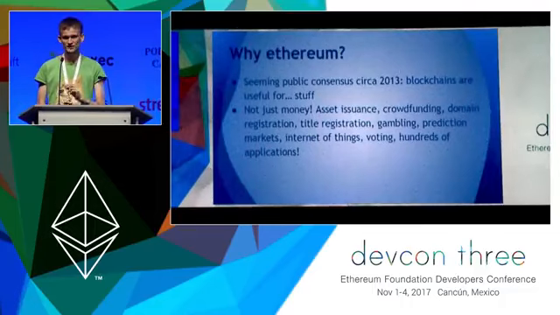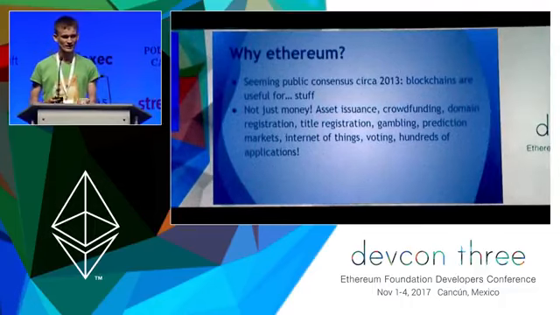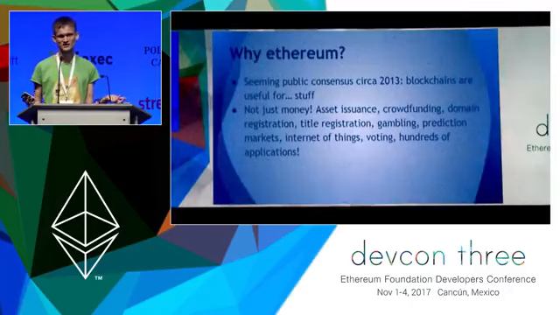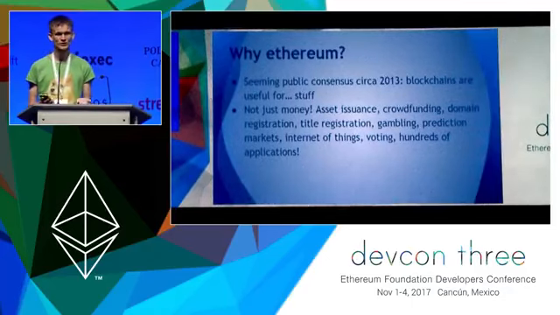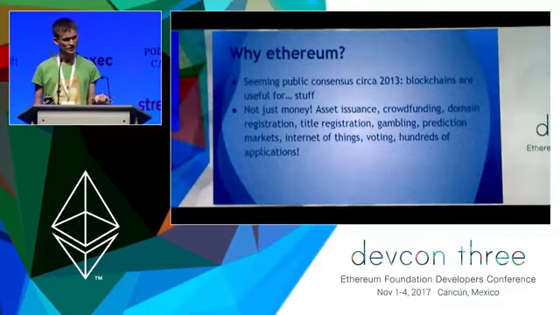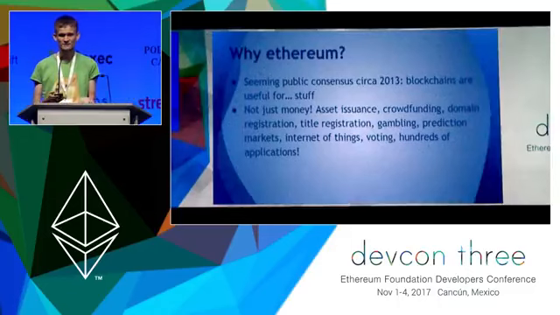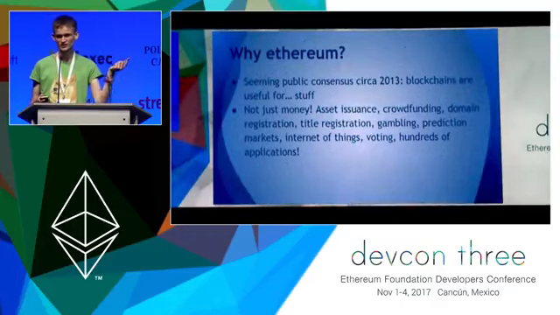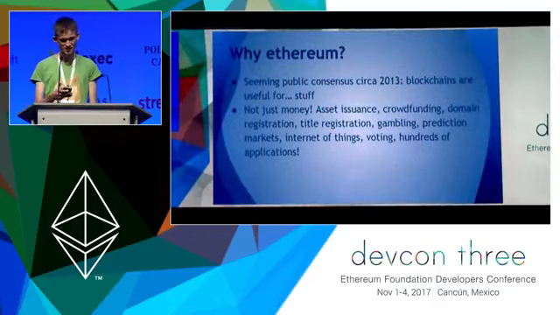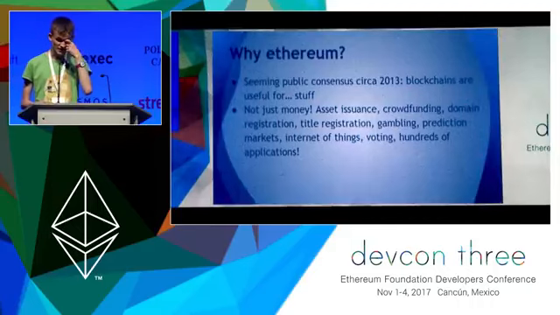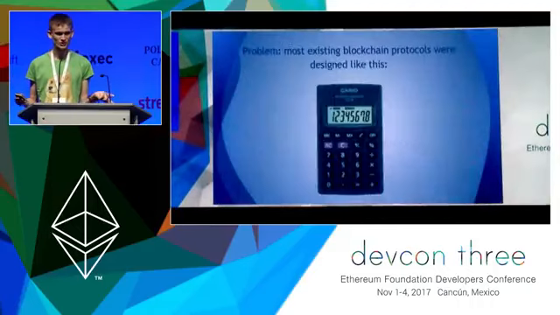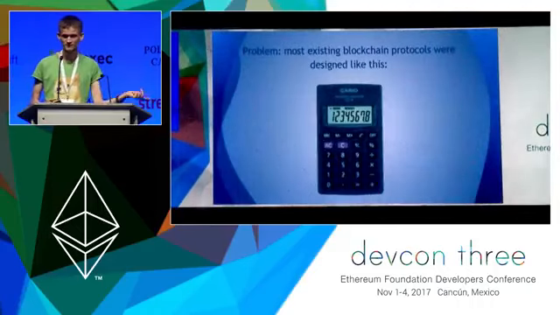And people were looking at various applications: issuing assets on the blockchain, crowdfunding, domain registration, projects like Namecoin, land title registration, gambling, prediction markets, IoT applications, healthcare applications, just many different applications of blockchains that go beyond, like, I have 50 Bitcoins, I send 20 Bitcoins to you, you now have 20 Bitcoins. So the problem is, most existing blockchain protocols at the time were designed like this, right?